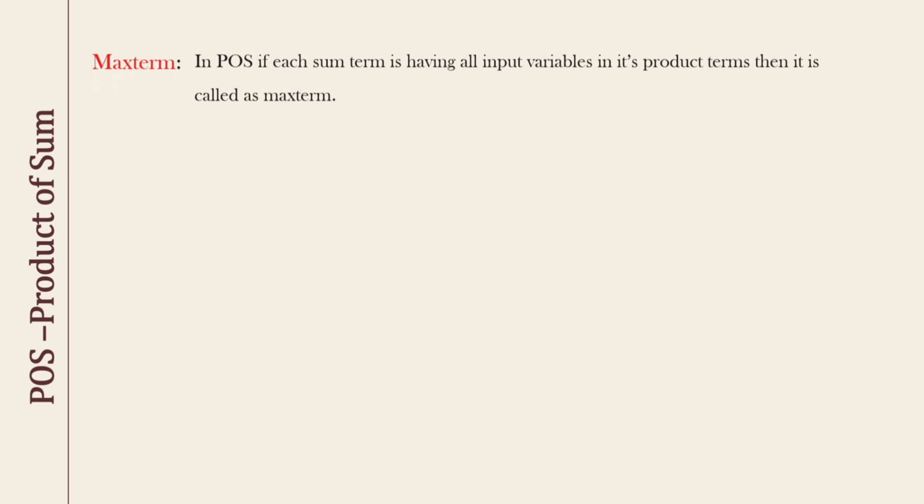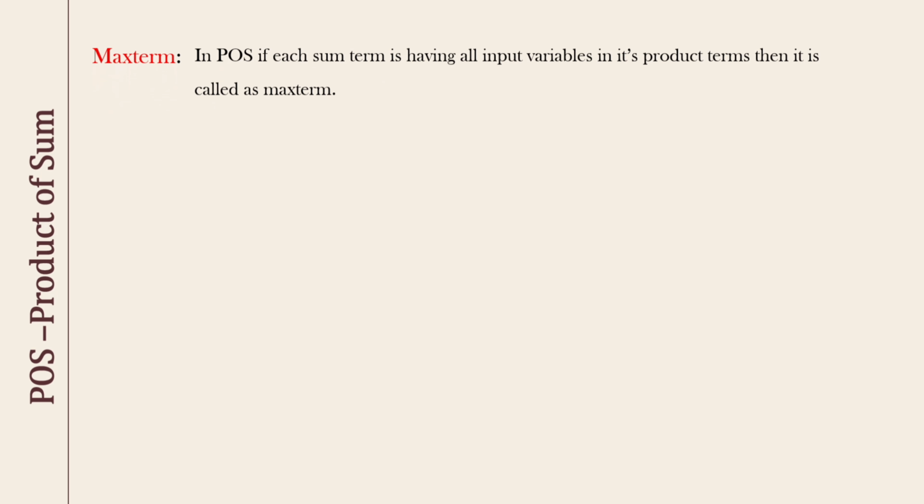The first definition is about the max term. In POS, we know that we need to AND all the sum terms that are present in the expression of the POS. If in that expression, all the sum terms have all the variables of the main function, then that term is called the max term. Here we have the example f of a, b, c equals (a plus b plus c) dot (b) dot (b plus a plus c).